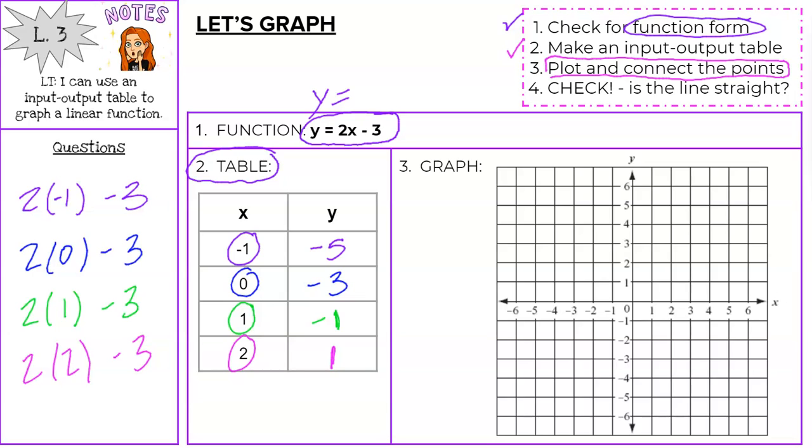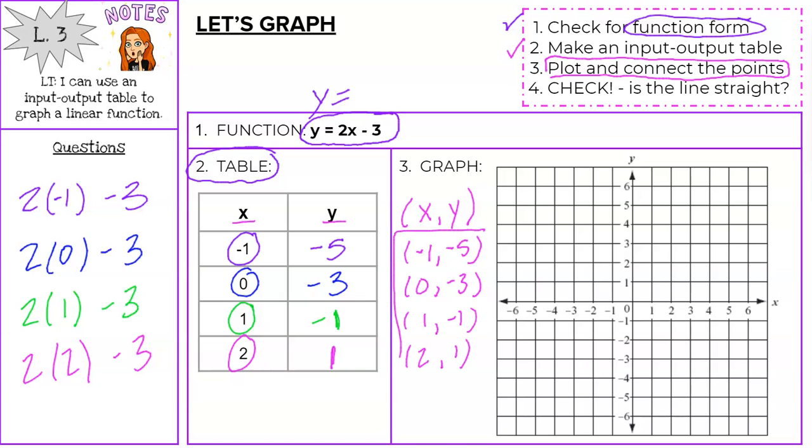So if you look at this table, this actually gives us some coordinate points. So we have x numbers and y numbers. So remember, coordinate points are x, y. So this actually gave us coordinate points. So we have coordinate point negative 1, negative 5, coordinate point 0, negative 3, 1, negative 1, and 2, 1. So these are all coordinate points that we can put on our graph.